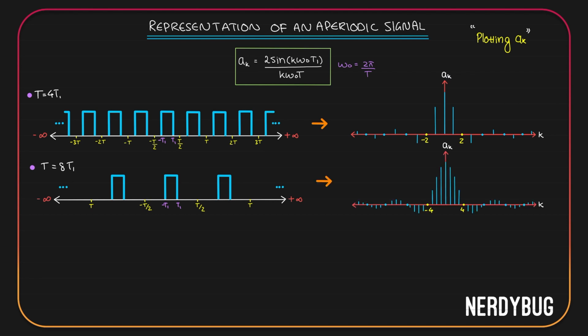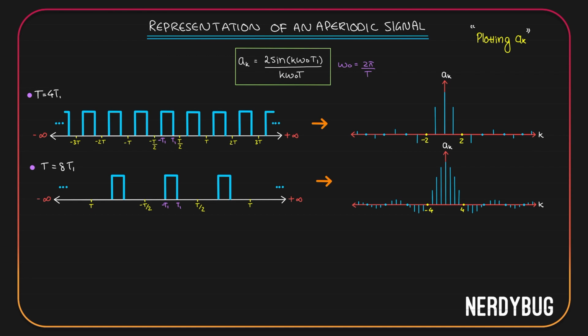a_k becomes 0 for the first time at k equal to 4 and k equal to minus 4 now. Also, you can see there are more number of coefficients in this case. The numbers 4 and minus 4 can be justified easily.